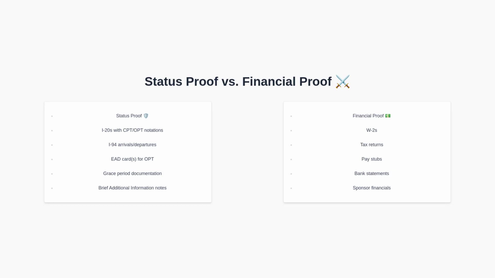On the left is status proof, your I-20s, I-94, OPT EADs, and grace period compliance evidence. These documents directly show that you followed the rules of your status. On the right are financial documents, W-2s, tax returns, pay stubs, bank statements, and sponsor financials. These primarily prove income or resources, not maintenance of lawful status. Unless instructions require them or they clarify a specific issue, they may be unnecessary and can slow your case.